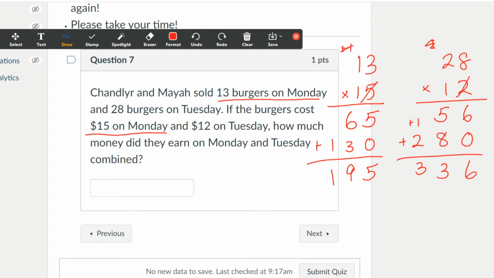So all together means I'm going to have to go ahead and add these two together. And it's going to be 336 plus 195. 6 plus 5 is 11. 9 plus 1 is 10, plus 3 more is 13. 1 plus 3 is 4, plus 1 is 5. So on both days, they earned a total of $531.